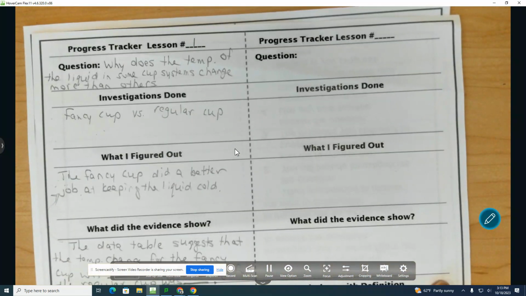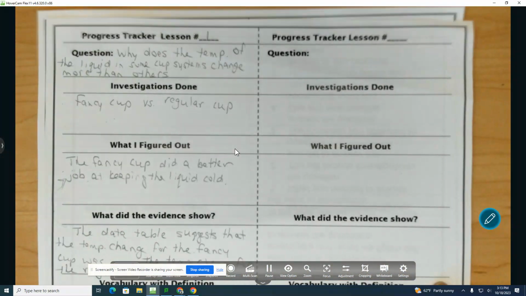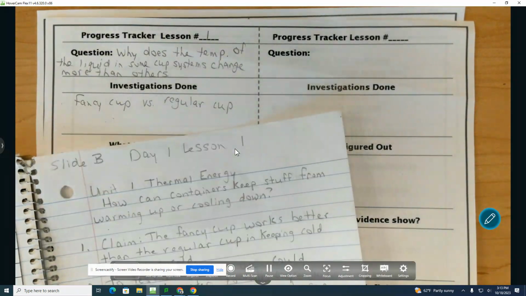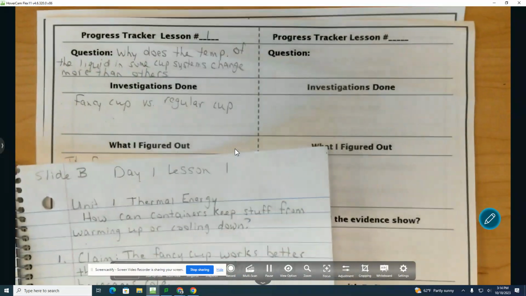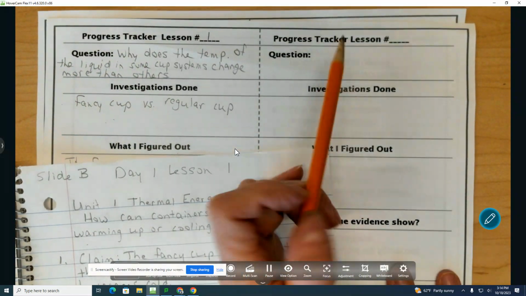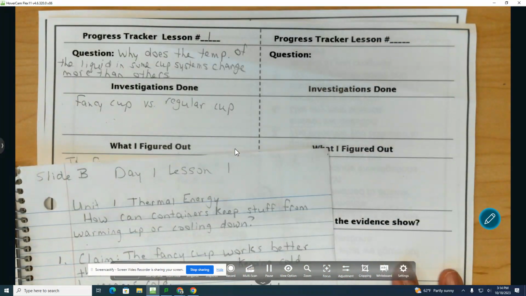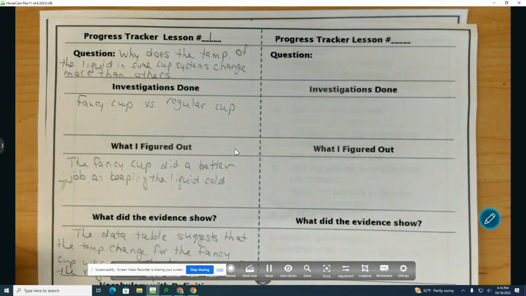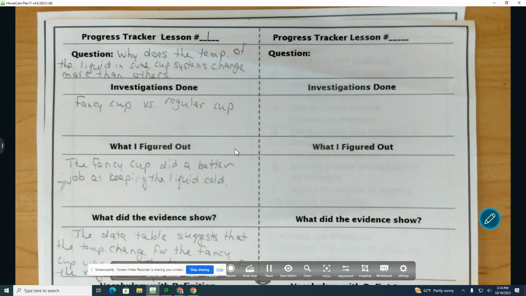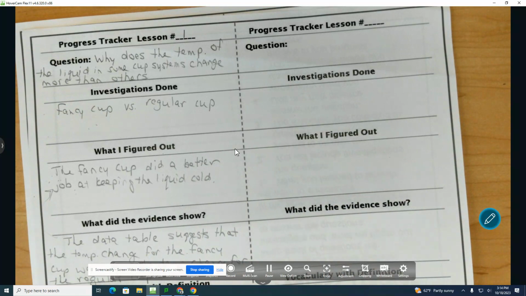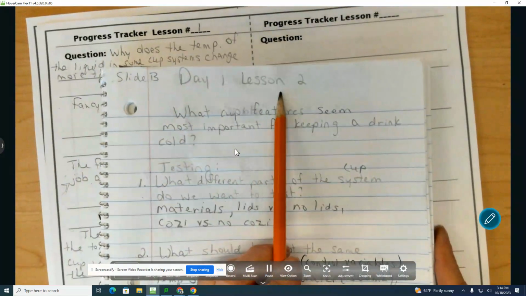All right, progress tracker lesson number 2 was what cup features seem most important for keeping a drink cold. So you will put lesson 2 and then whatever the question is, which is there it is, lesson 2. You also have it in the front.